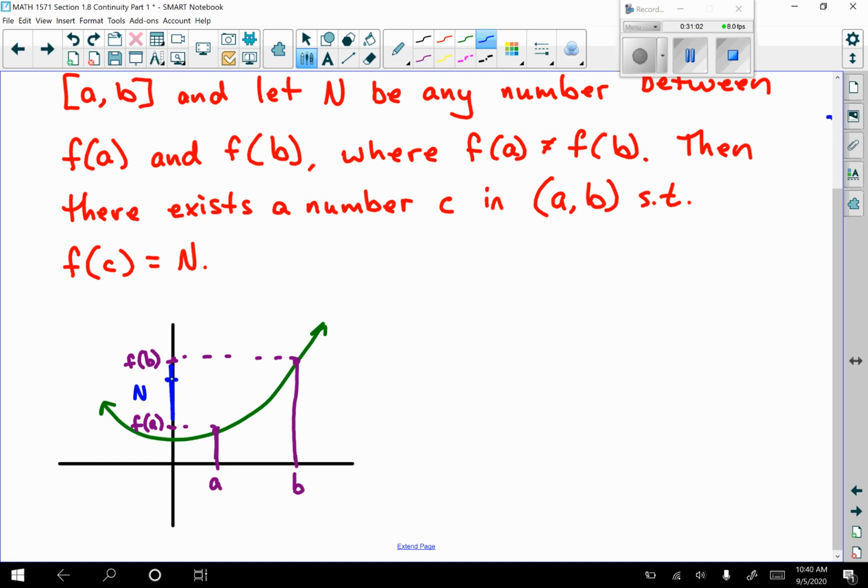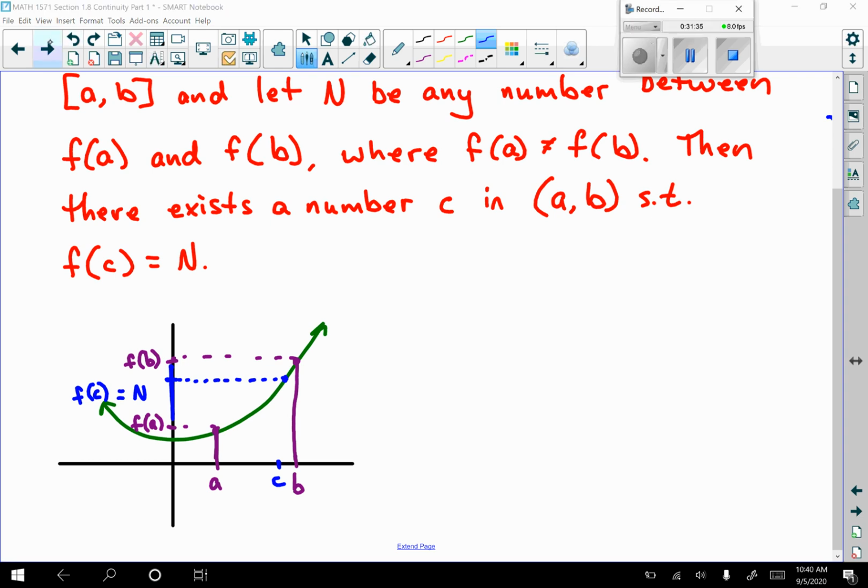So if I were to go over from n and hit the graph again and go down, then this would give me a c value. So c would have to show up between a and b if n, so we have to mark n first. n is between f of b and f of a, so then this would just be equal to f of c. So all this is telling me is there has to be a c value that exists somewhere between a and b such that f of c is equal to n.